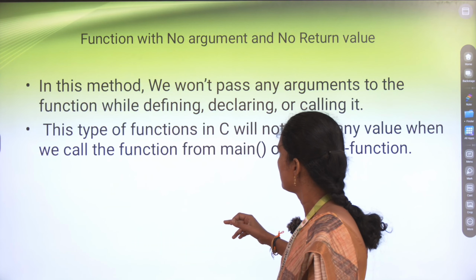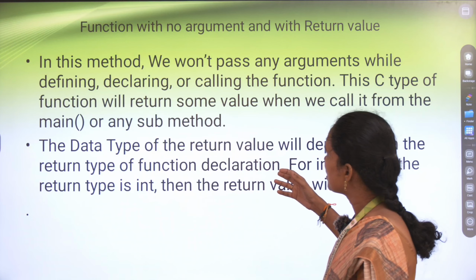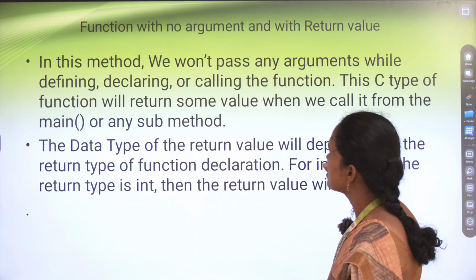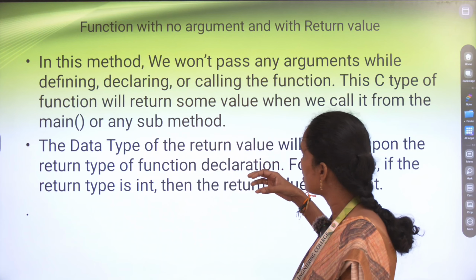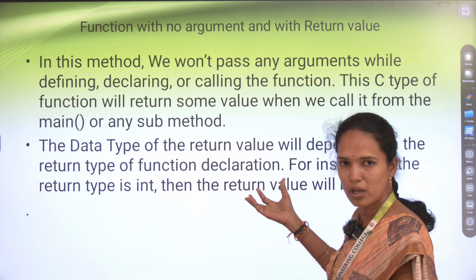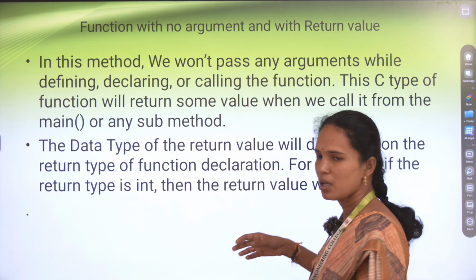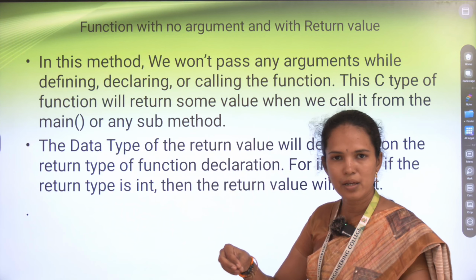That is one type. In the second method, we won't pass any arguments while defining, declaring or calling the function, but we will return some value at the end of the function. Suppose we are writing int sum of, that means you have to return something, right? You have to return the function with some integer value. So in that case, even if you are not passing any parameter, you have to return something.